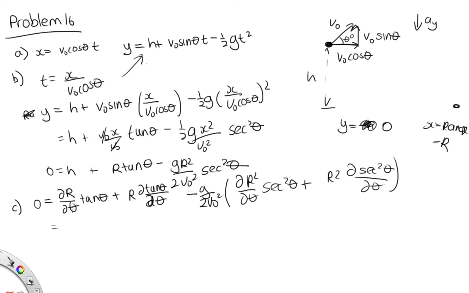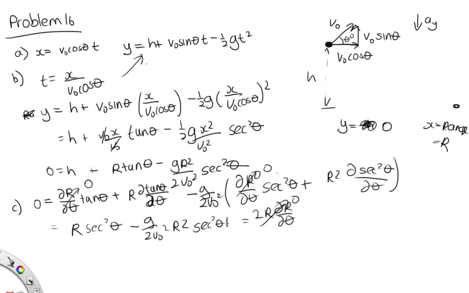It tells us in the question to set dr/dθ equals 0. So this is 0, and d(r²)/dθ is equal to 2r dr/dθ, so this also goes to 0. So we've got r, the derivative of tan θ is sec²θ, minus g over 2v₀², we ignore this term at 0, r², the derivative of sec²θ is sec²θ tan θ. It's a standard integral. Okay, now we've got to try and solve this for maximum range r.